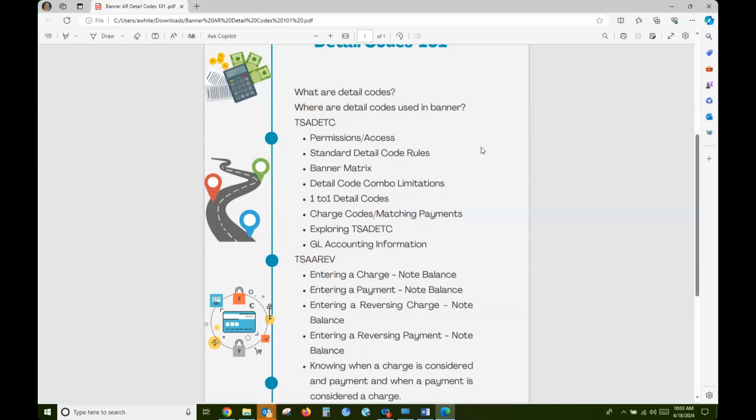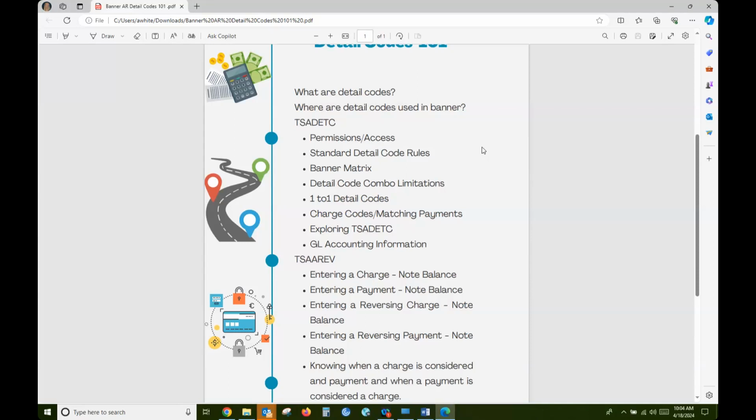Okay, so today we are going to talk about detail codes. This is the basic 101 detail code stuff. We're only going to talk about detail code stuff, and we're not going to get into application of payment, even though later on down we are going to be entering charges, entering payments, entering reversing charges and payments. But we're not going to get into application of payments because that is the next class.